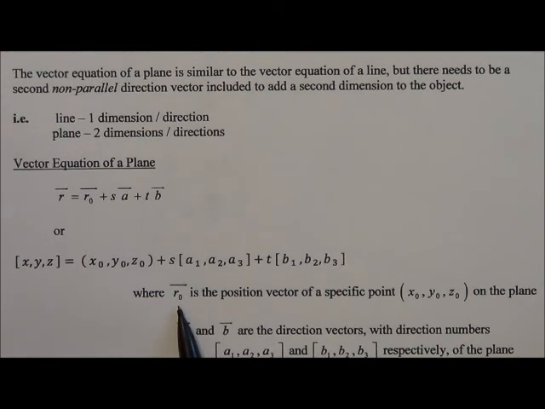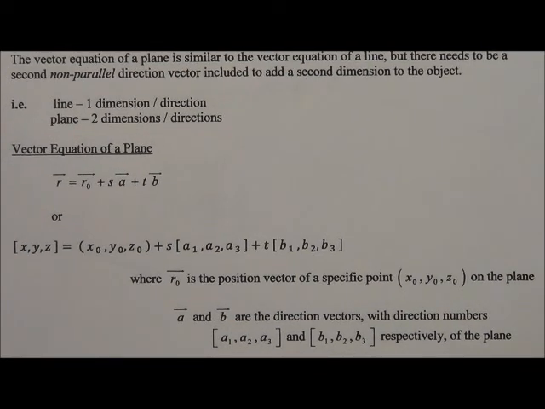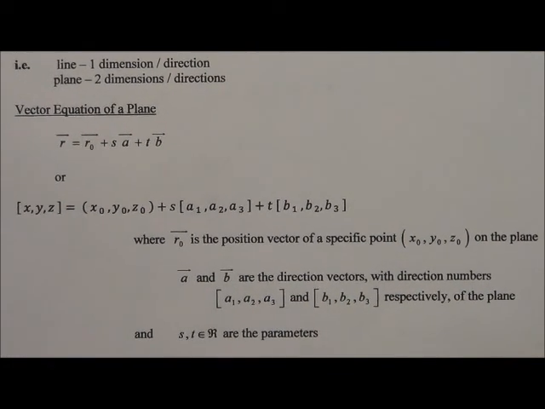Vector r naught is a position vector of a specific point on the plane, x, y, z, and a and b are the direction vectors with direction numbers a1, 2, and 3, and b1, 2, and 3 respectively of the plane. So the direction vectors of the plane with those direction numbers. And s and t are parameters, and they are of the real number system.